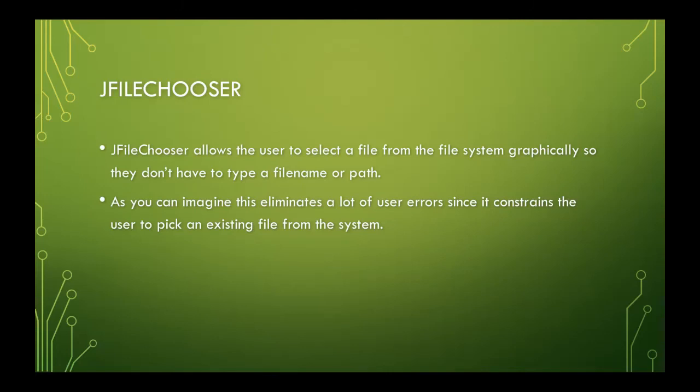So JFileChooser is going to let the user select a file from the system using a graphical interface. And that means that they're not going to have to type a path or a file name for the file. And that's a big deal because, as you can imagine, it's very error prone. It's real easy for the user to make a mistake, type the name of a file that doesn't exist, or screw up the path. And in this way, they have to pick a file that's there, and it tends to not have any errors then.